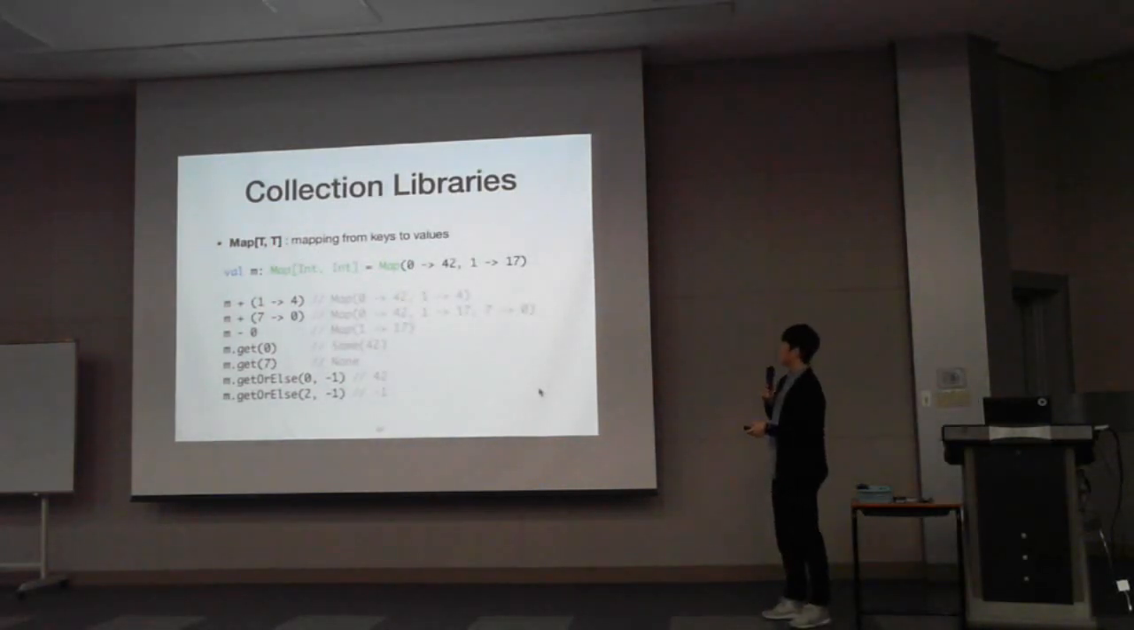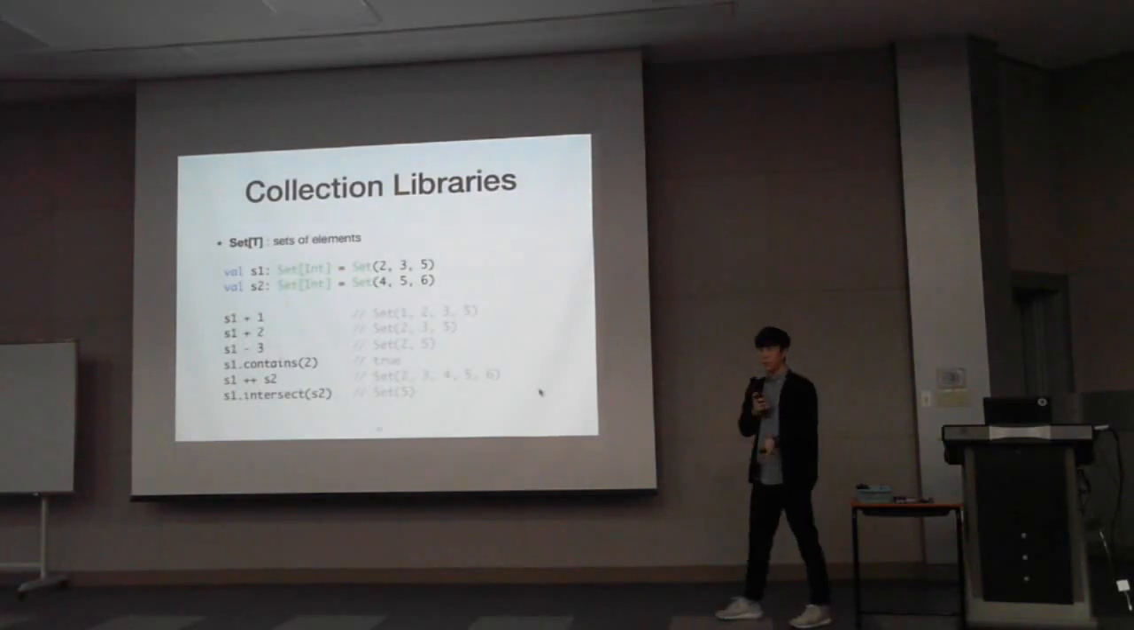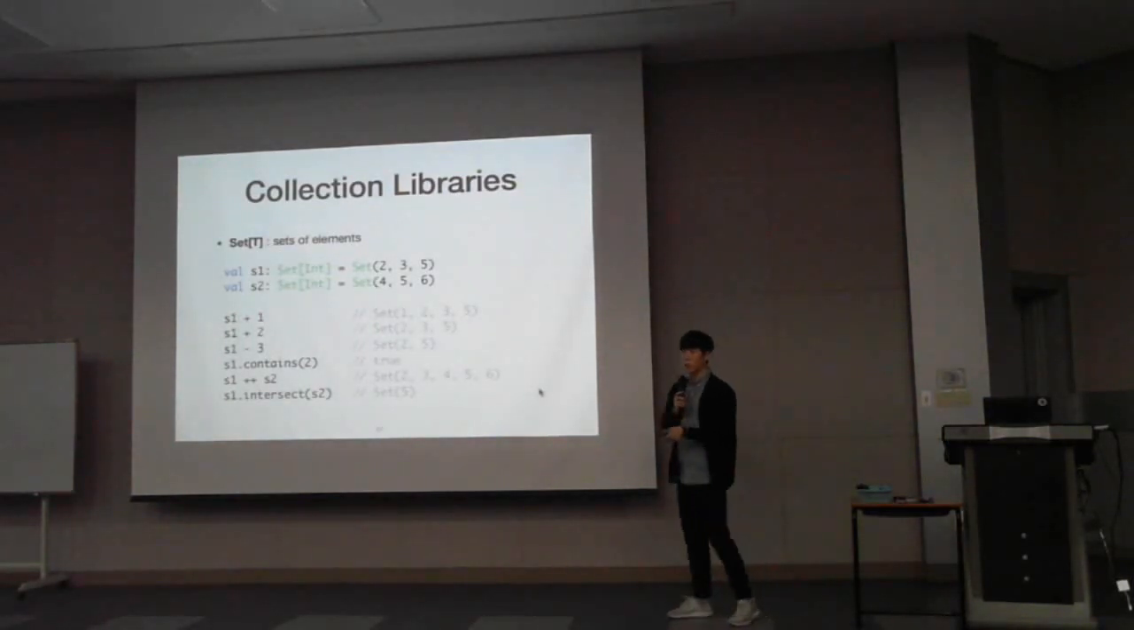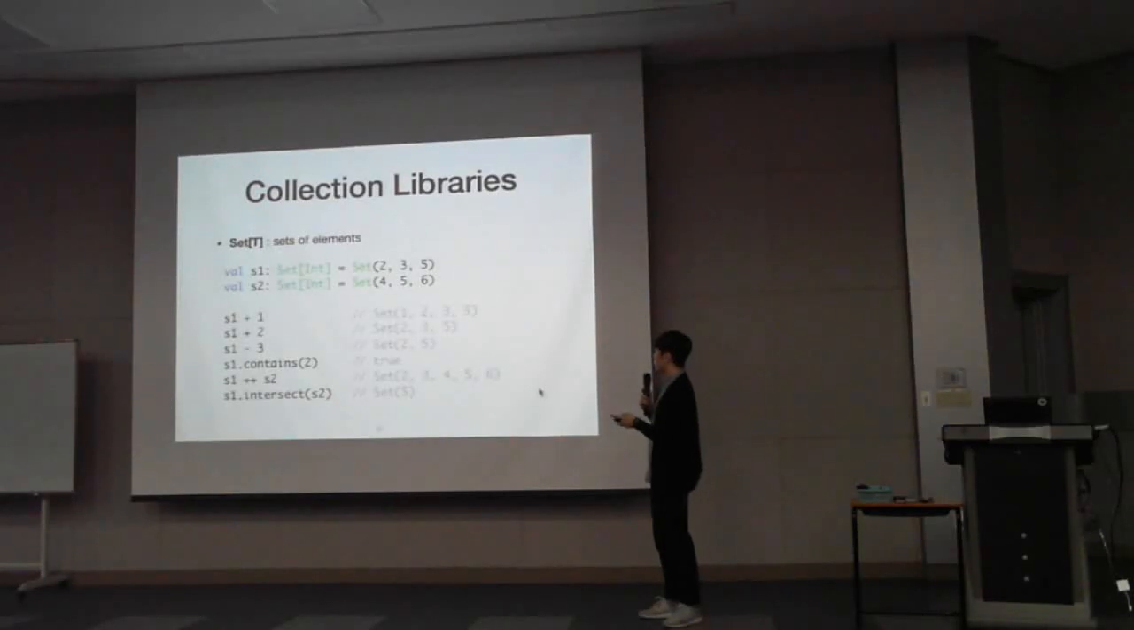Okay, so this is math. A set is just a set, so it does not allow the same elements. If you add 1 and 2 into S1, 1 does not exist, so it appends into the set, but 2 is already in S1, so it does not add it, because a set is not a list or a kind of sequence. Also you can remove some elements, and you can check whether S1 contains 2 or not.